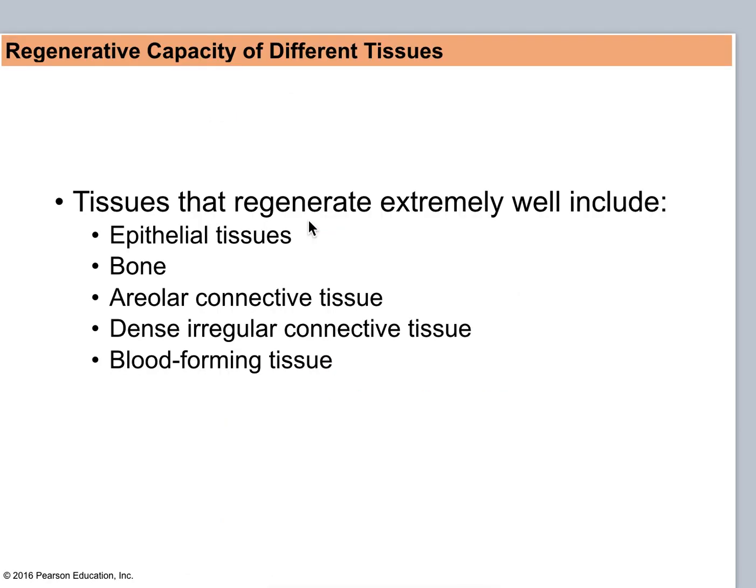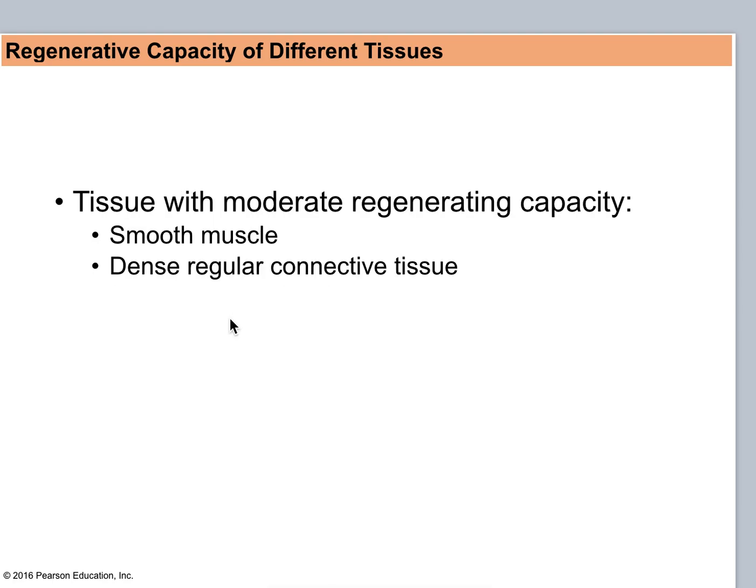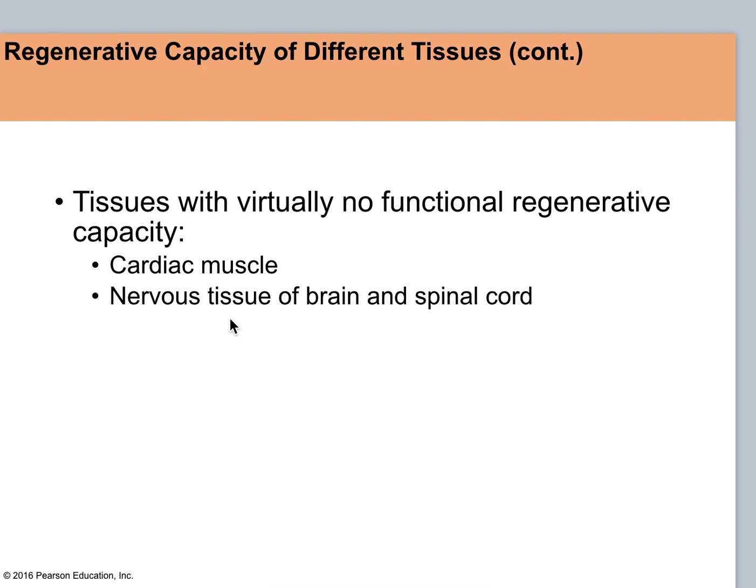In fact, there are some tissues that regenerate very well, and that would be epithelial tissue, bone tissue, areolar connective tissue, dense irregular connective tissue, and blood tissue, which all have very good ability to regenerate themselves. Tissues with moderate regenerating capacity are smooth muscle and dense regular connective tissue. And there are two types of tissue that have almost no regenerative capacity. That's cardiac muscle and nerve tissue.